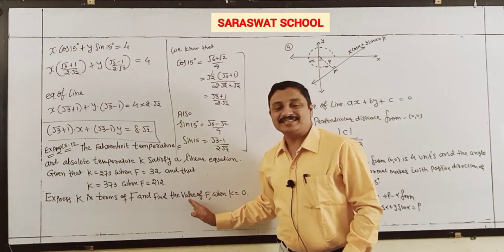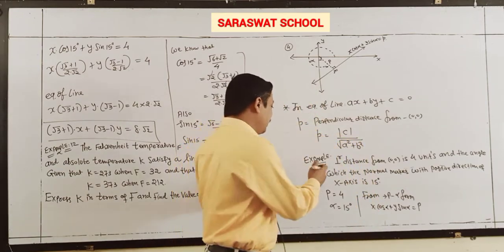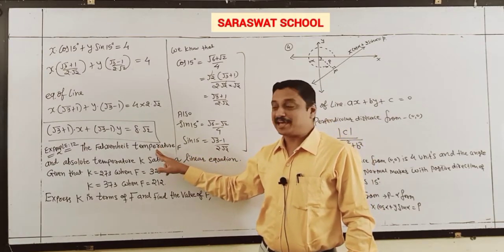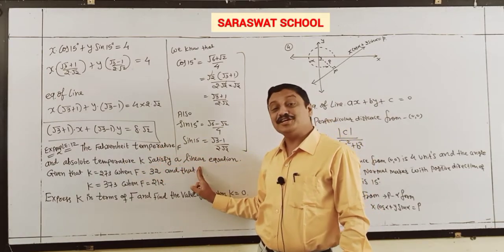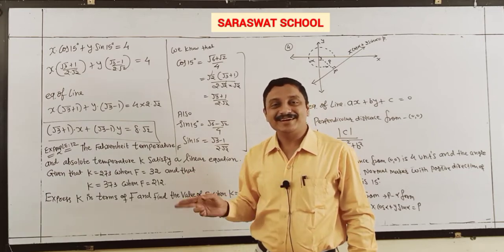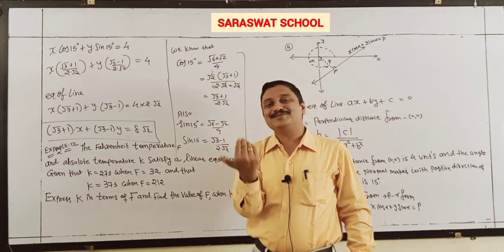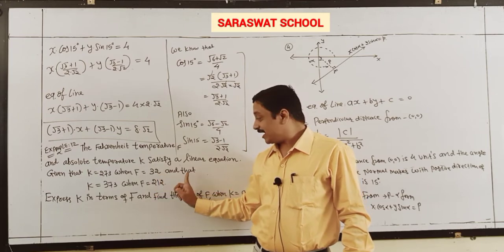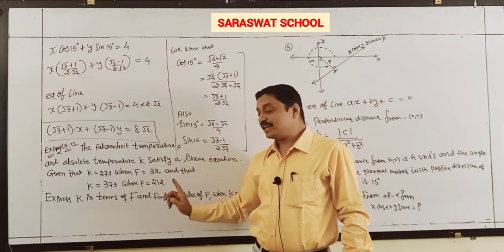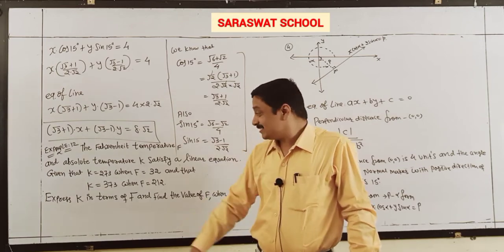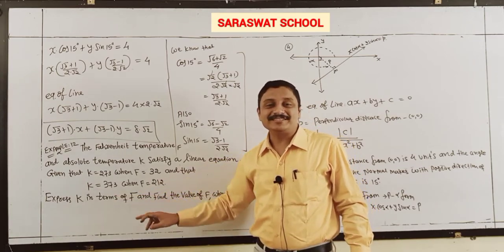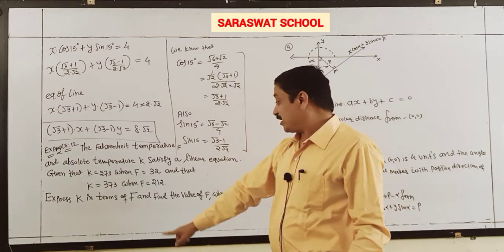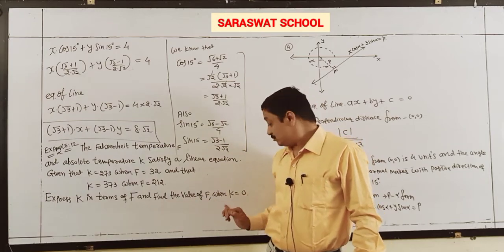Now after that, the next example, students. Example 12, yes, the previous was example number 11, so write down the number. The Fahrenheit temperature F and the absolute temperature K satisfy a linear equation. Given that when K is 273, F is 32, and when K is 373, F is 212. Find the equation that expresses K in terms of F. Also find F when the value of K becomes 0.